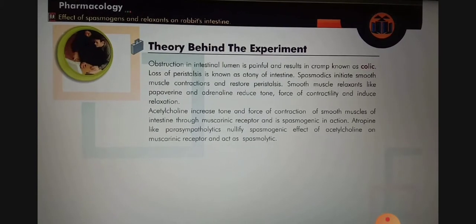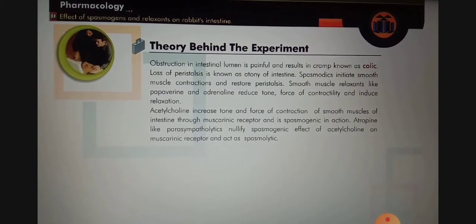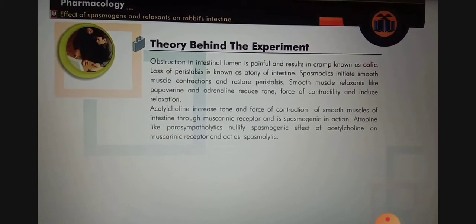So obstruction in the intestinal lumen is painful and that results into a cramp which is known as colic.